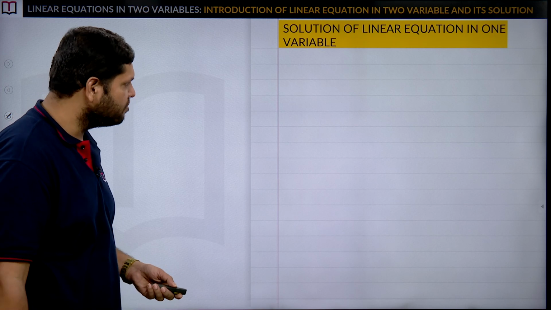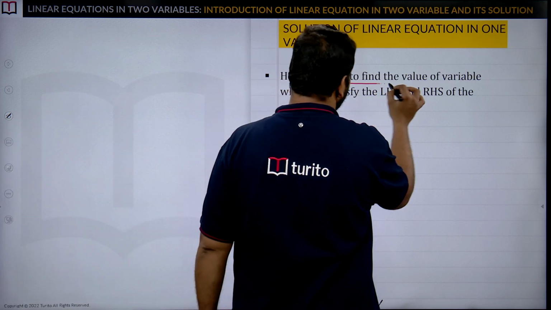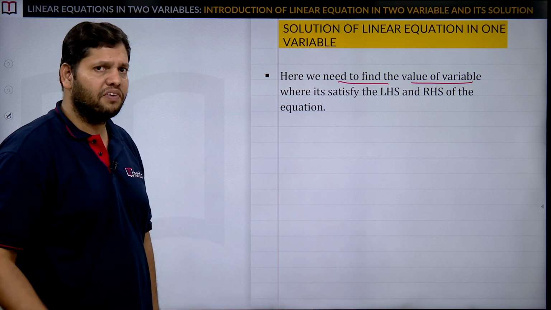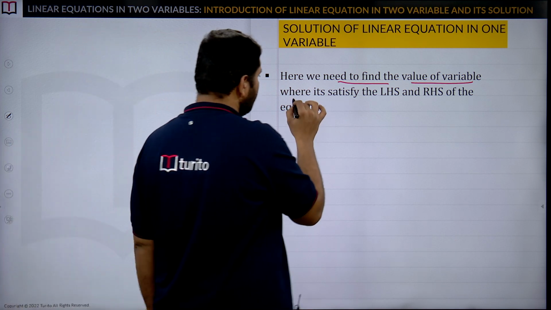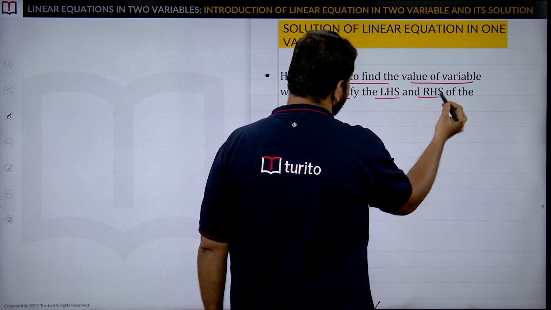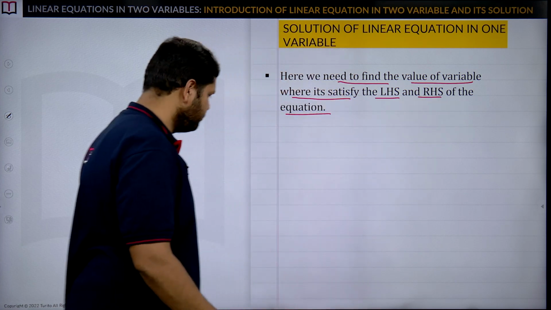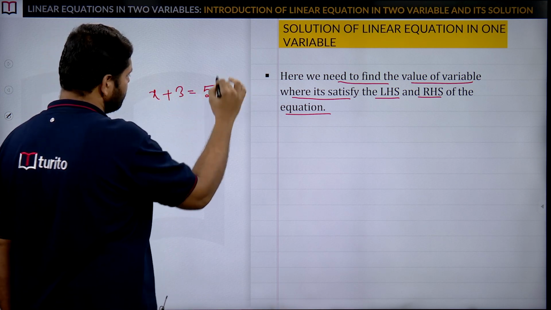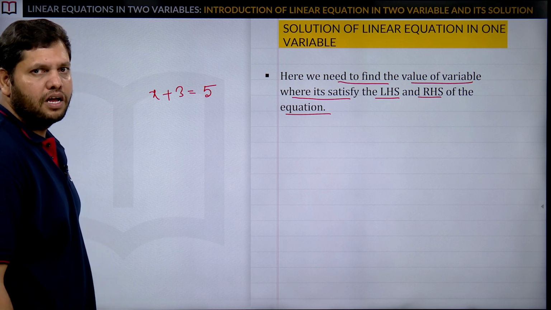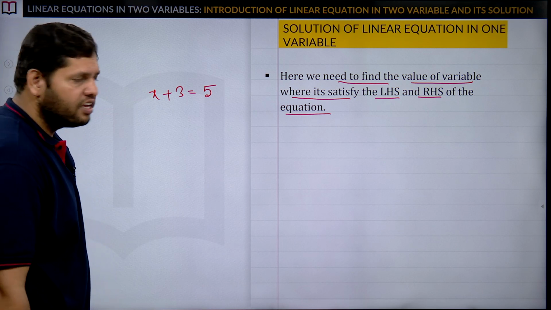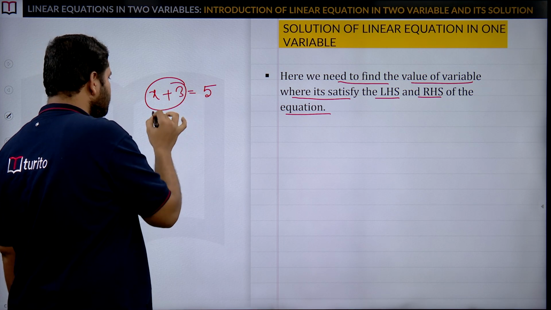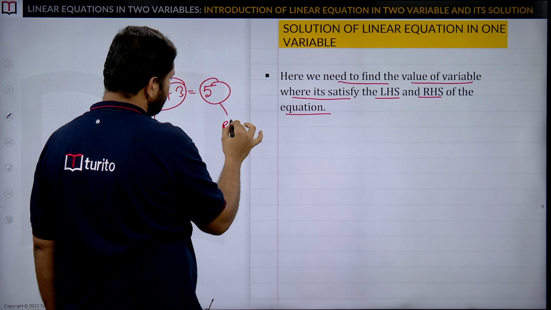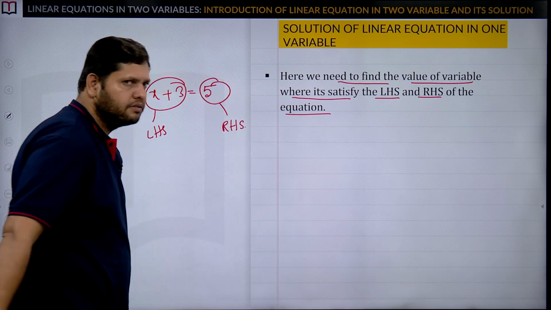How can we define the solution? Listen here. Here we need to find the value of the variable. We find the value of the variable where it satisfies the LHS and RHS of the equation. I'll give an example, children. Suppose I am writing x plus 3 is equal to 5, isn't it? I want to find the value of the variable. That means, see, this part is called what, children? This is the LHS part. And this complete part is called the RHS part, isn't it?